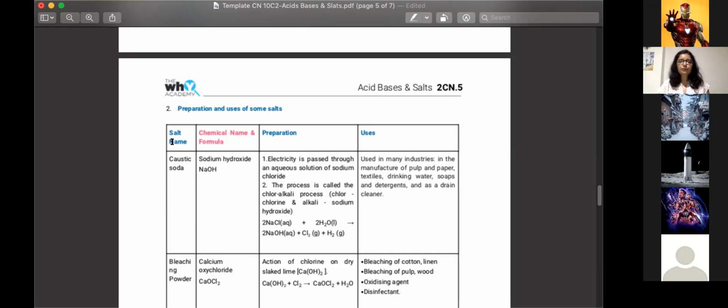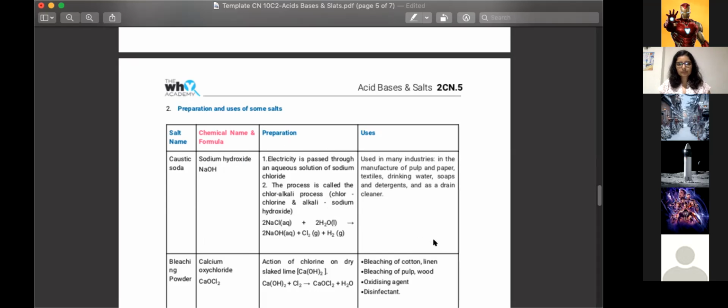For the first row, write caustic soda. Chemical name is sodium hydroxide. Formula is NaOH. Then leave a gap, as you will have 10 rows totally, 10 salts. And the chloralkali process, you can write it down after that.